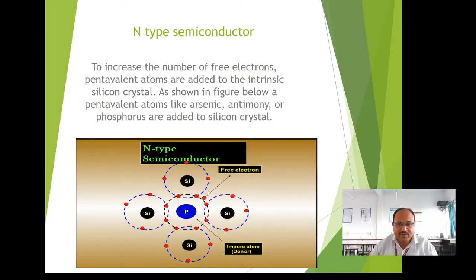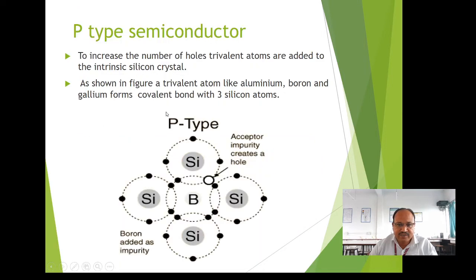Now similarly, we can have a p-type semiconductor. For making a p-type semiconductor, that means to have an excess number of holes than the thermally generated ones, we can add trivalent impurities like aluminum, boron and gallium into this silicon crystal. Now in this figure you are seeing that this boron atom is added into the silicon crystal.